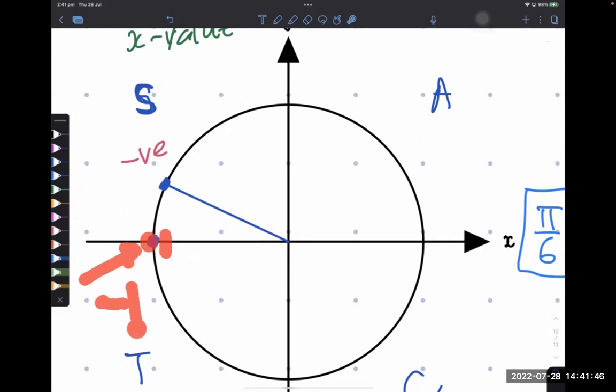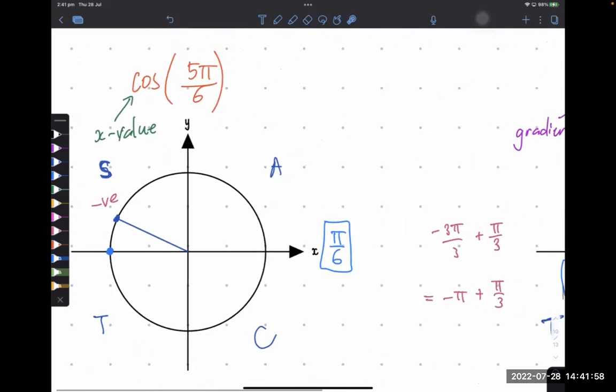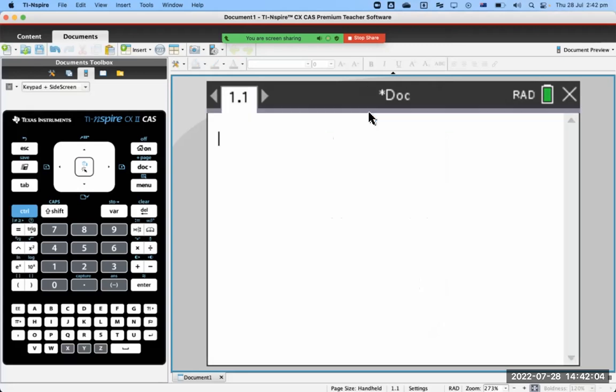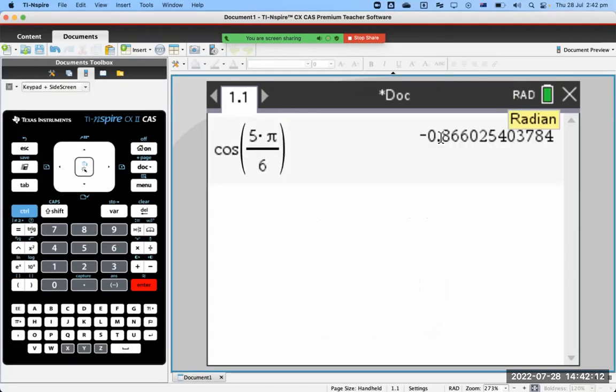Negative. Yep, -1 is right here. You can see it's pretty close. It's very close to -1. So if I type in cos of 5 pi on 6 here, make sure your calculator is in radians, by the way. You can see that's very close to -1. -0.87, or basically just -0.9, yeah? Okay, so that's pretty much it.